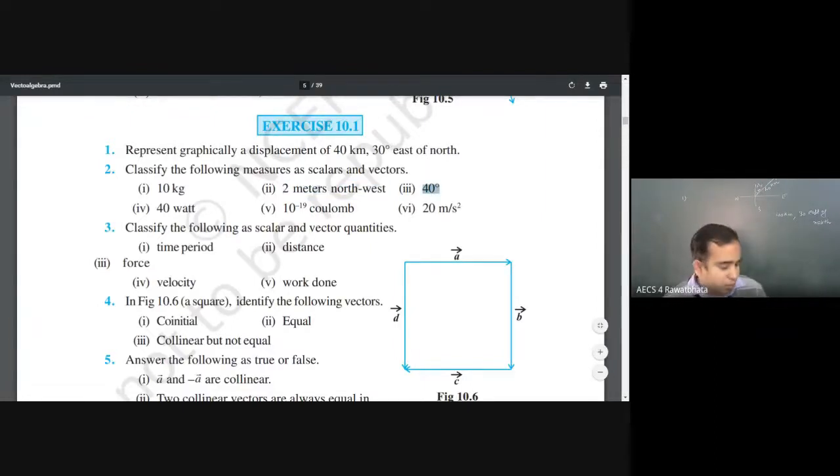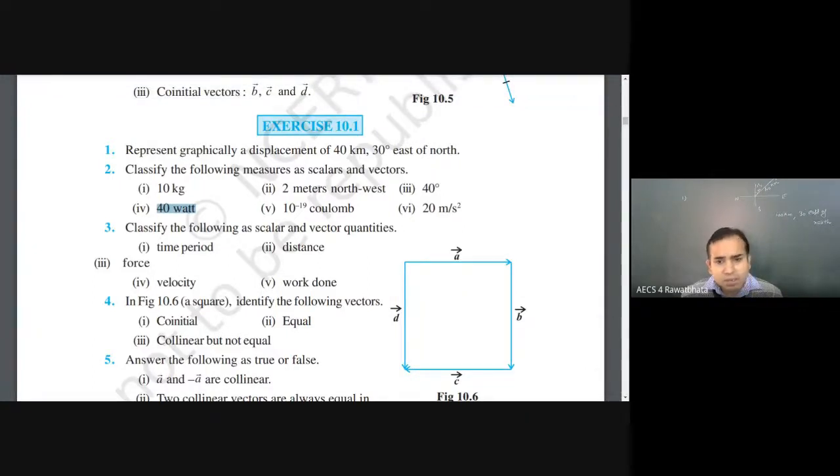40 degree. Scalar. Angles are scalar quantities. 40 watt. Scalar. Watt is actually the unit of power, energy divided by time. I am forgetting the formula, but this is a scalar quantity.